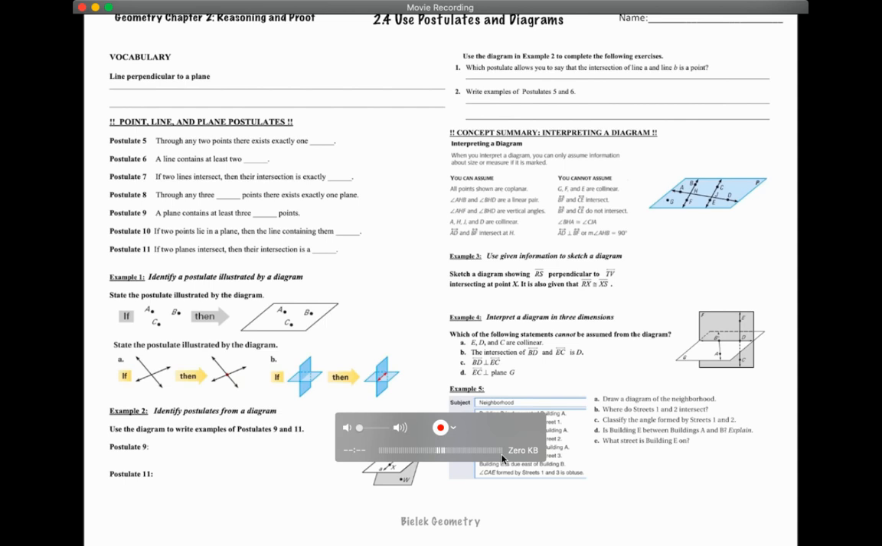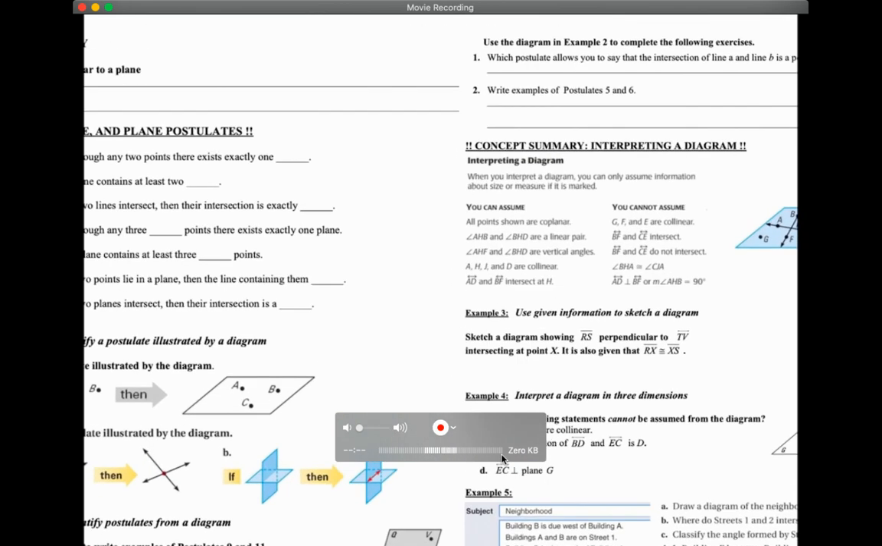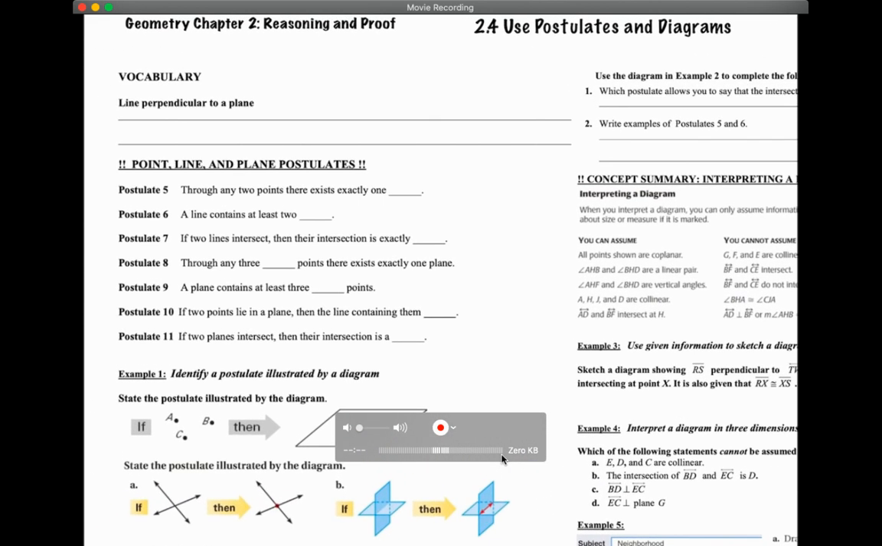Welcome to section 2.4. Today we're going to be talking about postulates and diagrams. So our first set of vocabulary today is a line perpendicular to a plane. A line is perpendicular to a plane if and only if it is perpendicular on every line from that plane.